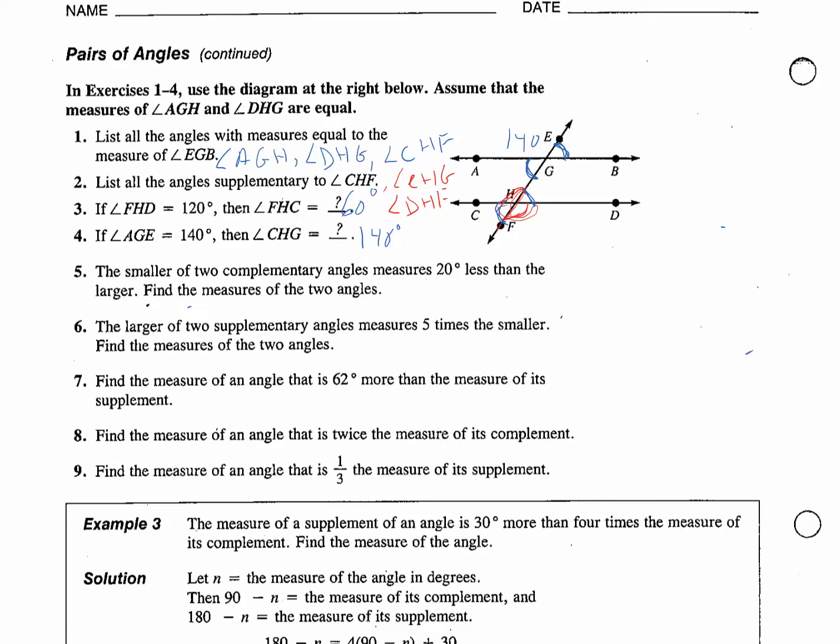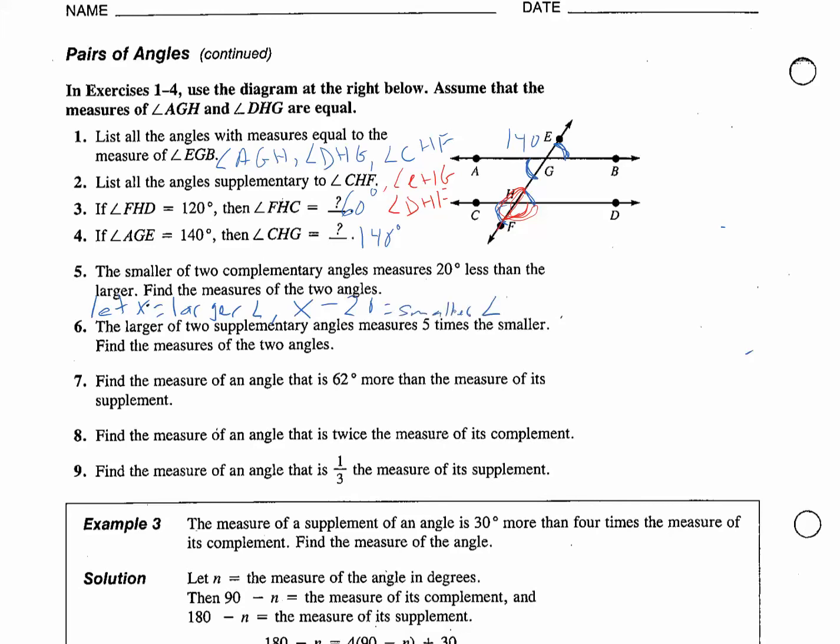This is a word problem, so we have to set it up and define some variables here. It says the smaller of two complementary angles is 20 degrees less than the larger. Find the measure of the two angles. We know complementary angles add to 90, and we know something about the smaller one. So let x equal the larger angle. Since the smaller is 20 less than the larger, let x minus 20 equal the smaller angle.